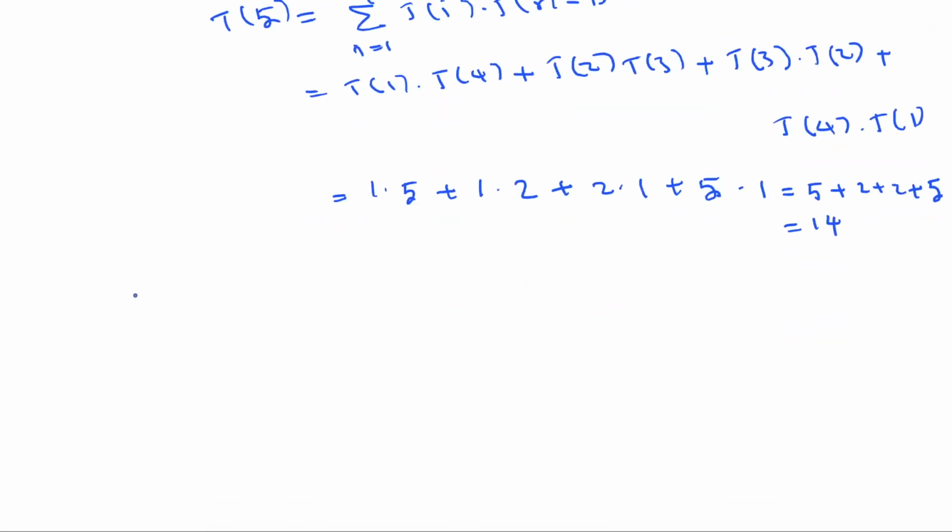Now suppose you have two matrices A and B. The dimension of A is P by Q, the dimension of B is Q by R, and if you are going to find the product A into B, then the total number of multiplications required to get the product of A and B will be P into Q into R.